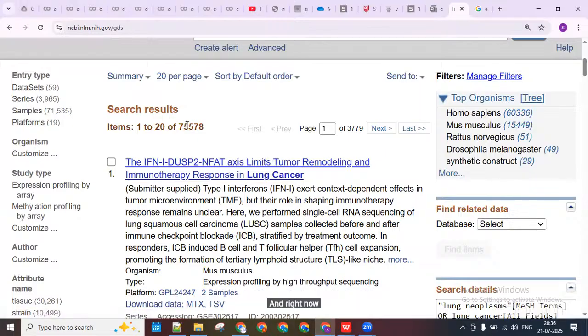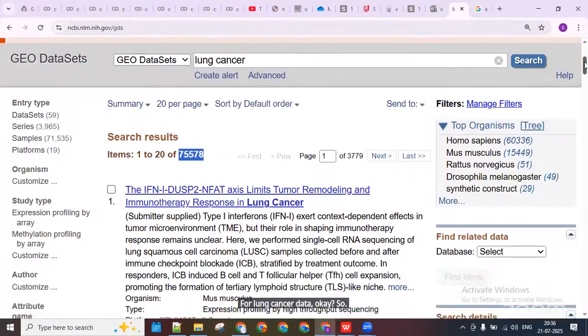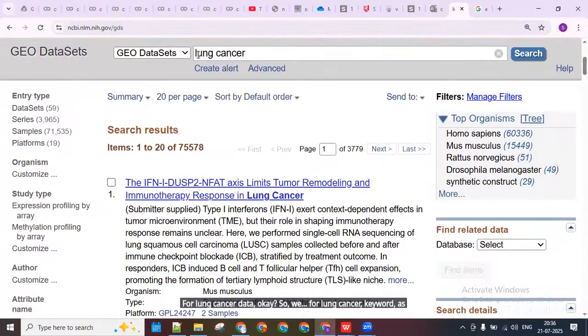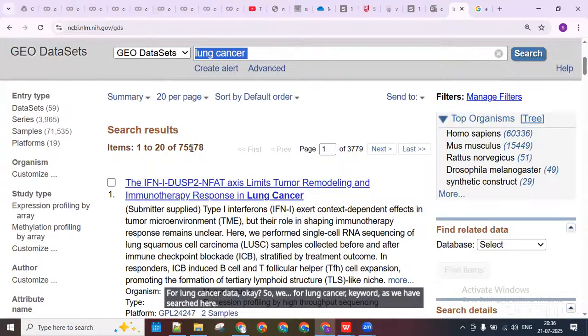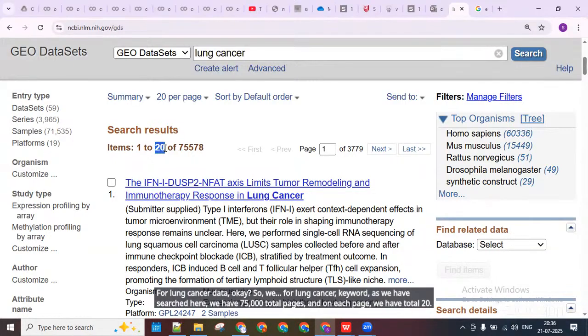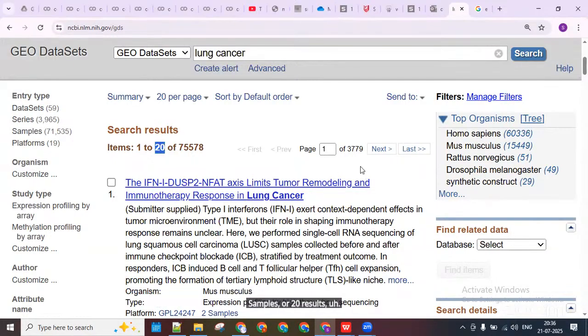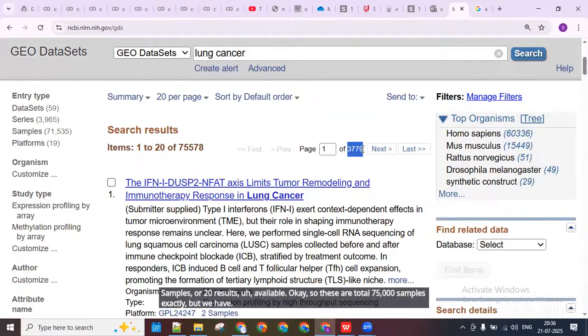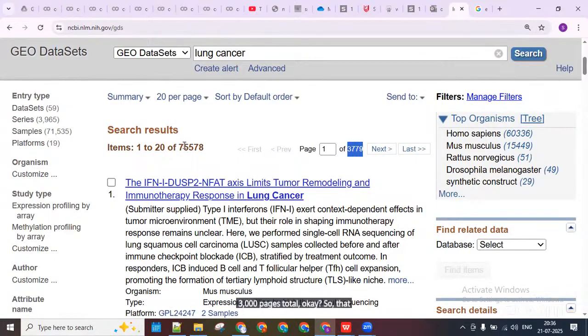And right now, if we see the search results, we have a total of 75,578 results for lung cancer data. Okay, so for the lung cancer keyword, as we have searched here, we have 75,000 total results, and on each page we have 20 samples or 20 results available. Okay, so these are total 75,000 samples exactly, but we have 3,000 pages total. Okay, so that was mistaken. So we have 3,000 pages.